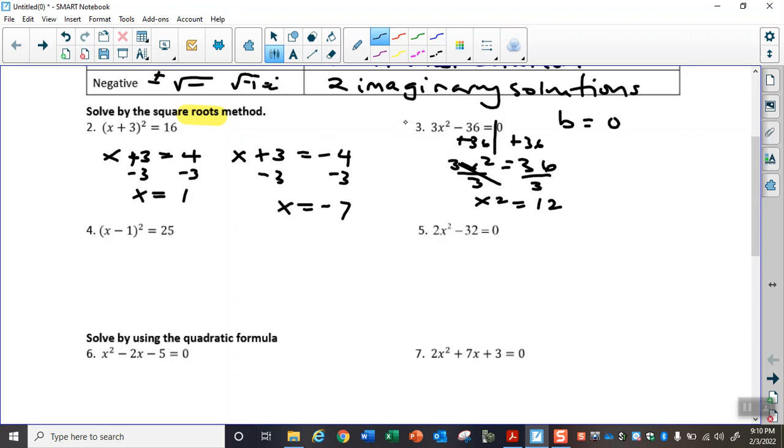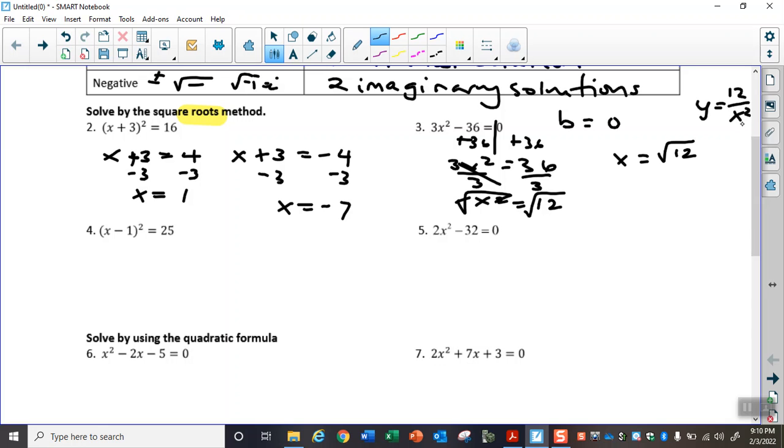Now I do my square root method. I'm trying to get x, I don't want x squared, so I'm going to square root that. Have to do the same thing to the other side. That cancels out with that. So I get x equals the square root of 12. Now that is an irrational number. It comes out to a decimal that doesn't repeat. So I've got to simplify it. That's my answer, but I've got to find the factors that are perfect squares.